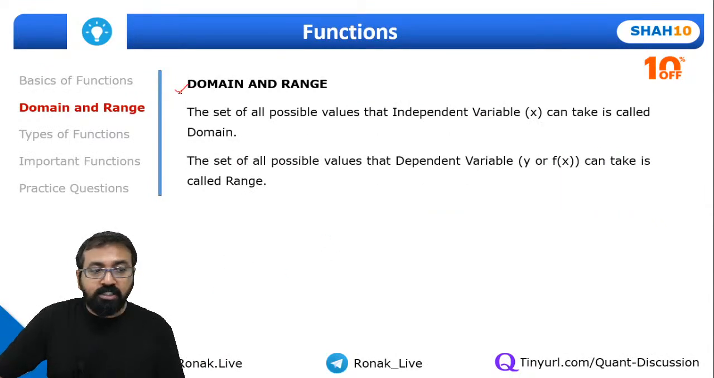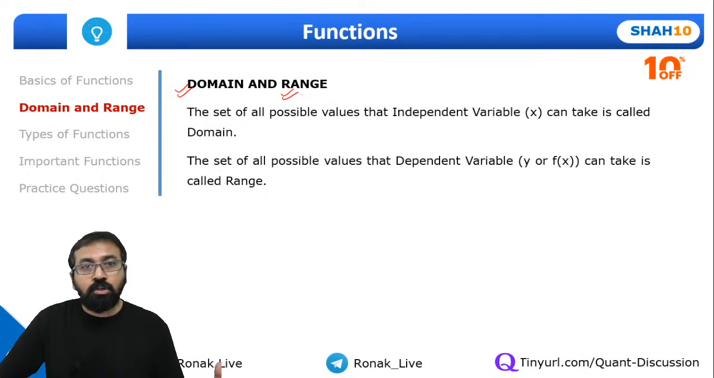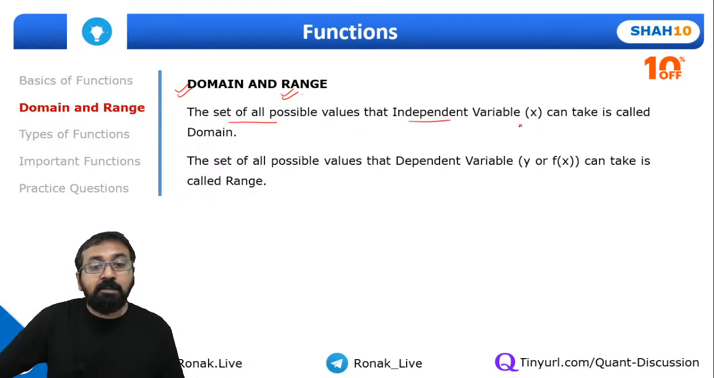Now we need to understand quickly what is domain and what is range, because sometimes you are asked questions based on this concept of domain and range in the context of function. The set of all possible values that the independent variable, which we normally represent by x, can take is called domain, and the set of all possible values that the dependent variable can take, which we normally represent by y or f of x, both of these being the dependent variable.